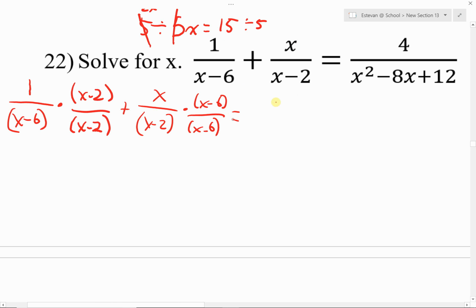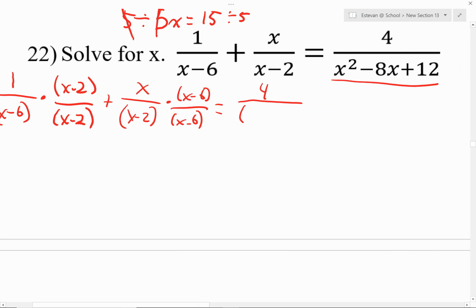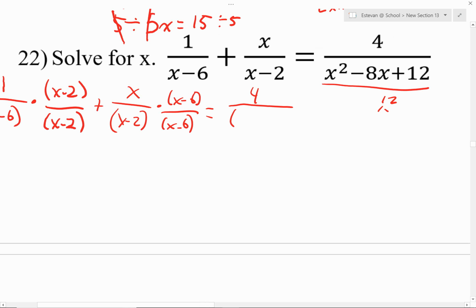Is equal to 4 over, how to factor. This one turns out to be, well, what are the factors of 12 that give you -8? That's going to be -6, -2. Divide them by 1, so nothing changes. So we're left with x minus 6 times x minus 2.